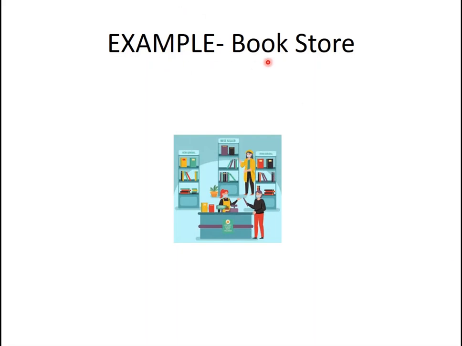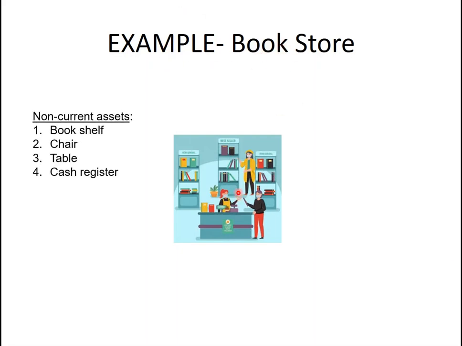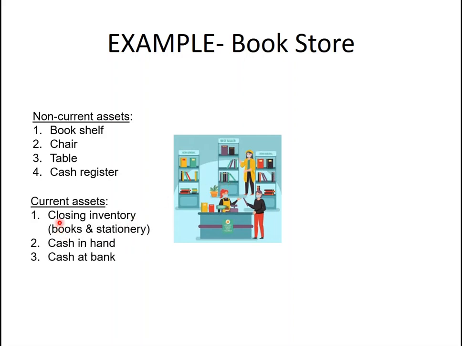Now we look into example in the bookstore. First is non-current asset. As we can see from the picture, they have bookshelf, chair, table, cash register. So this is all the non-current asset. Okay, current asset, we have closing inventory. Definitely, the bookstore must have books and stationery for the closing inventory. Cash in hand, cash at bank. Capital or owner equity, basically the startup cash by owner.